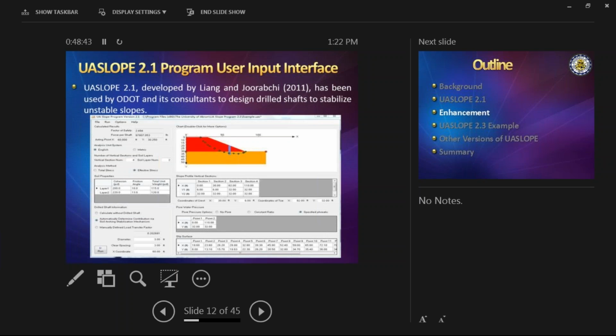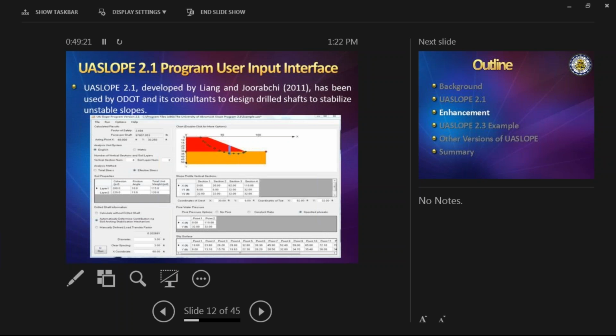And the other output that is important for the design of the drill shaft is the net force applied to the drill shaft above the sea surface. So we can use that force to design the drill shaft using some commercial program like LPILE, because this is a laterally loaded drill shaft. So we can use that computer program to do the structural design of the drill shaft. But this is a very important output that we use in the structural design of the drill shaft.